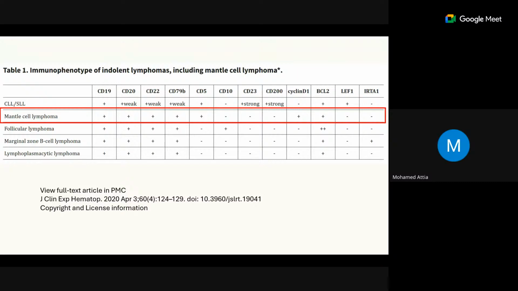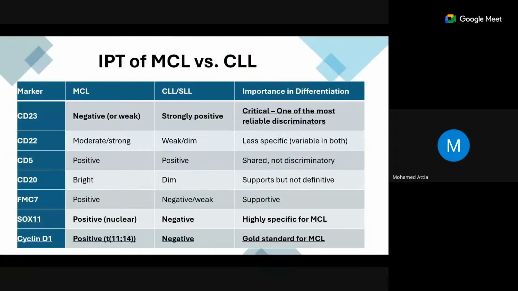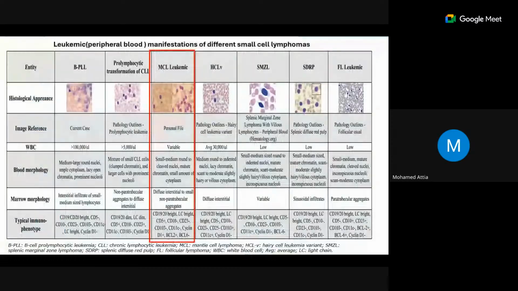Cyclin D1 is positive, of course, in mantle cell, and negative in CLL. BCL2 is positive in both, so we cannot depend on this. So CD23 is negative in MCL, positive in CLL. SOX11 is positive in MCL, Cyclin D1 is positive in MCL, and both of them are negative in CLL. So the things that will differentiate between them are CD23, SOX11 and Cyclin D1 expression.